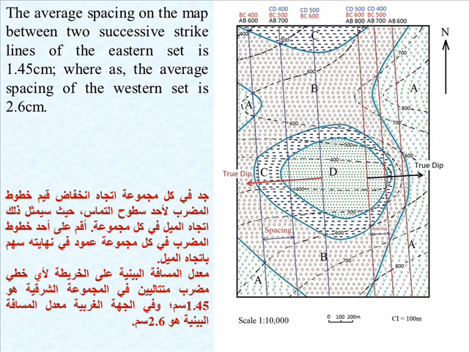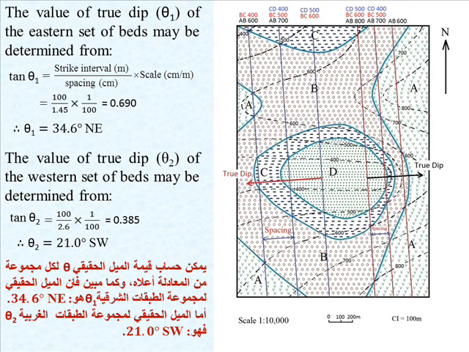The average spacing on the map between 2 successive strike lines of the eastern set is 1.45 centimeters, whereas the average spacing of the western set is 2.6 centimeters. The value of true dip θ1 of the eastern set of beds may be determined from the equation tangent θ1 equals strike interval over spacing times scale. By substitution, this gives 100 over 1.45 times 1 over 100, which gives 0.69. Therefore, θ1 equals 34.6 degrees northeast.